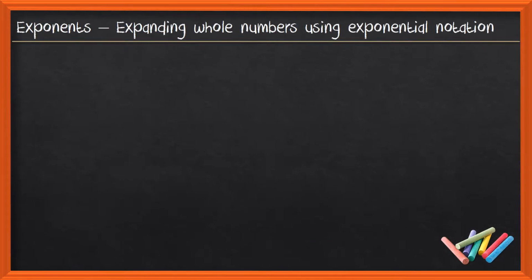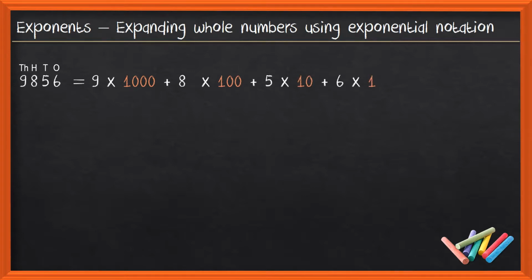Let's try expanding the whole number 9,856. Here 9 is in the thousands place, 8 in the hundreds place, 5 in the tens place, and 6 in the ones or the units place. This can be written in the expanded form as 9 times 1000 plus 8 times 100 plus 5 times 10 plus 6 times 1. Here 1000, 100, 10 and 1 can be written as powers of 10.